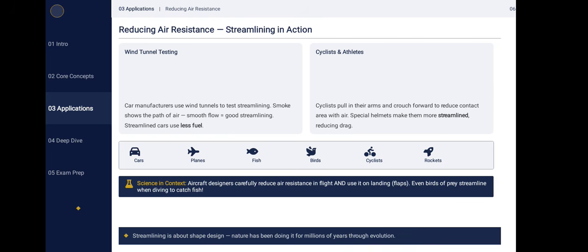The next is useful air resistance. Now, the wind tunnel testing and cyclists and athletes. Car manufacturers use wind tunnels to test streamlining, and in these tunnels, smoke shows the path of the air. Smooth flow means good streamlining, and streamlined cars use less fuel.